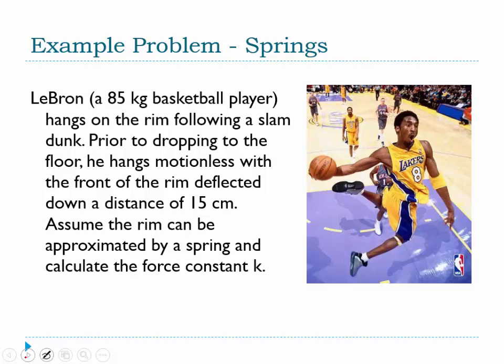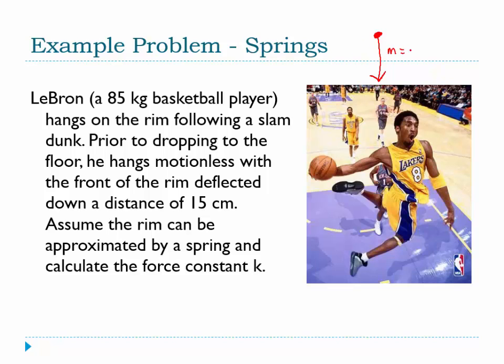Here's an example of a basketball player that's hanging on the rim following a slam dunk. Prior to dropping to the floor, he hangs motionless with the front of the rim deflected down a distance of 15 centimeters. So assume the rim can be approximated by a spring and calculate the spring constant. We're going to draw a little free body. So we have the weight of the basketball player pulling down on the edge of this hoop that we're going to say is acting like a spring.